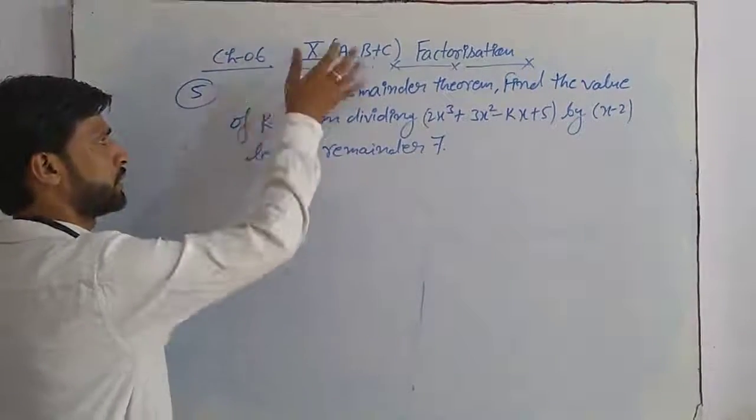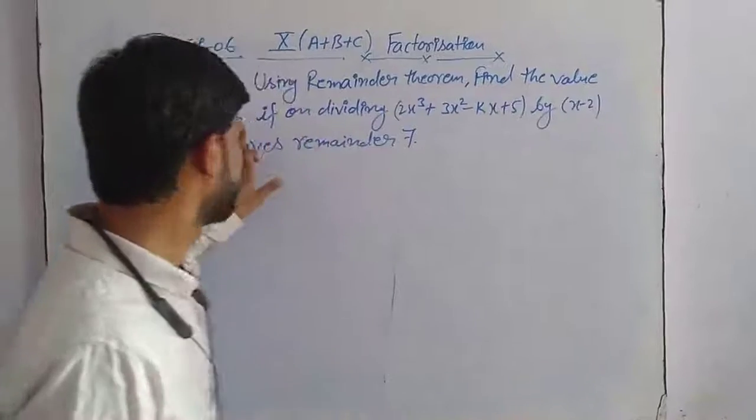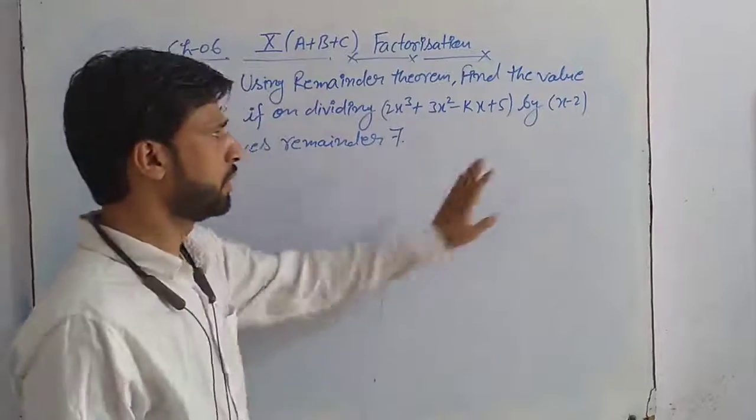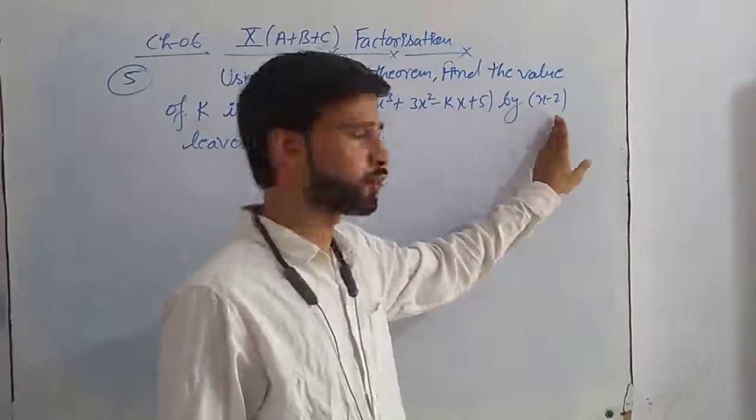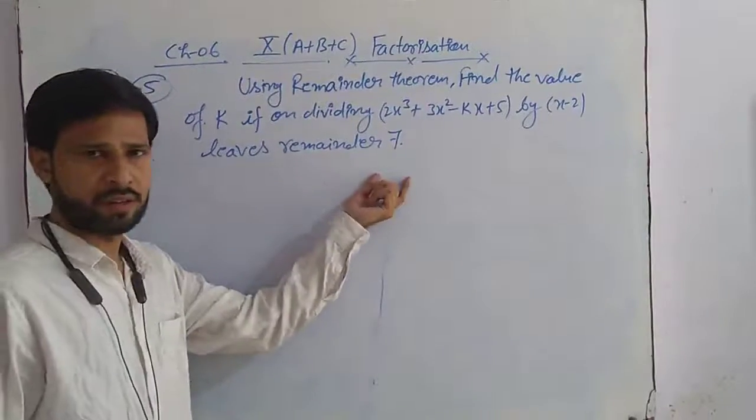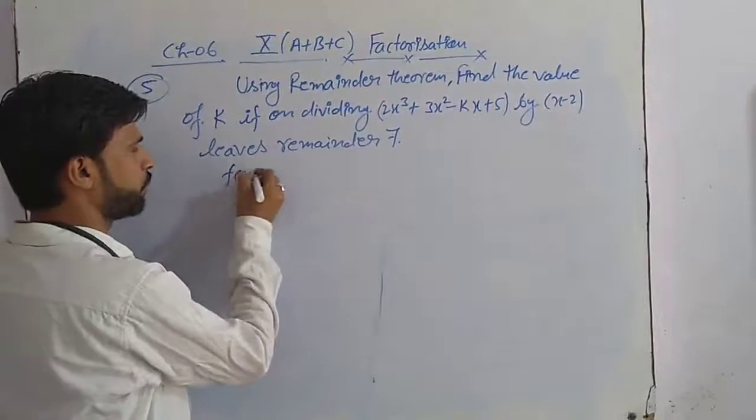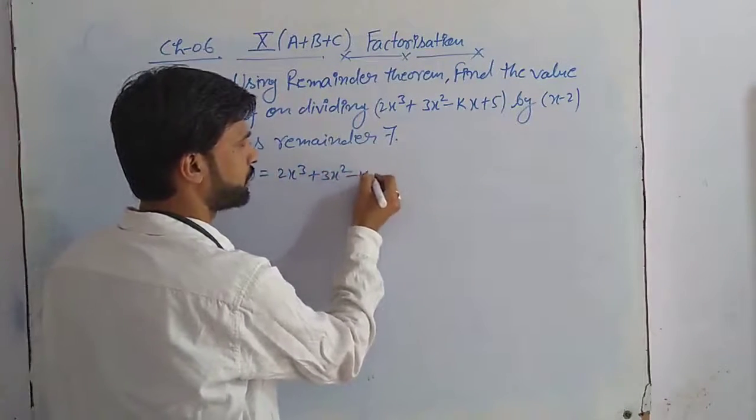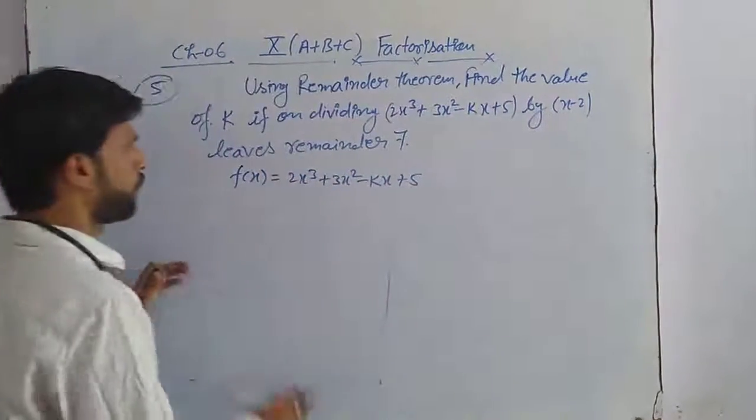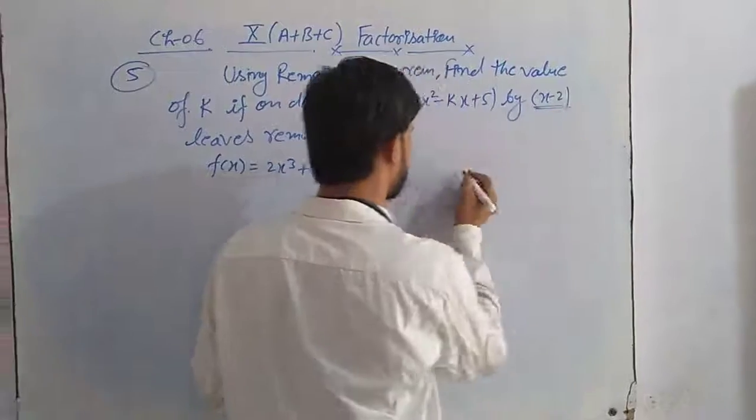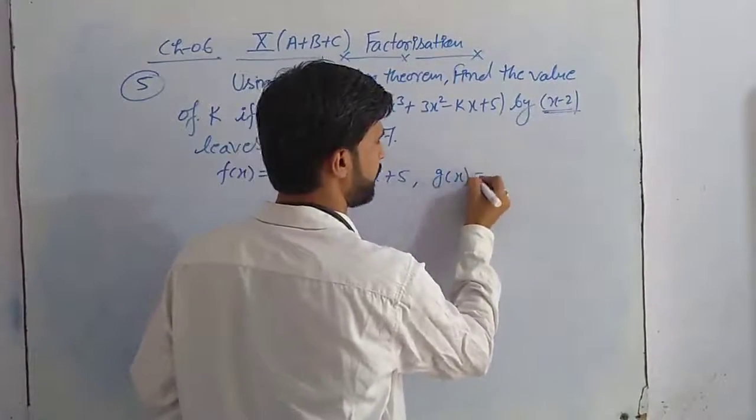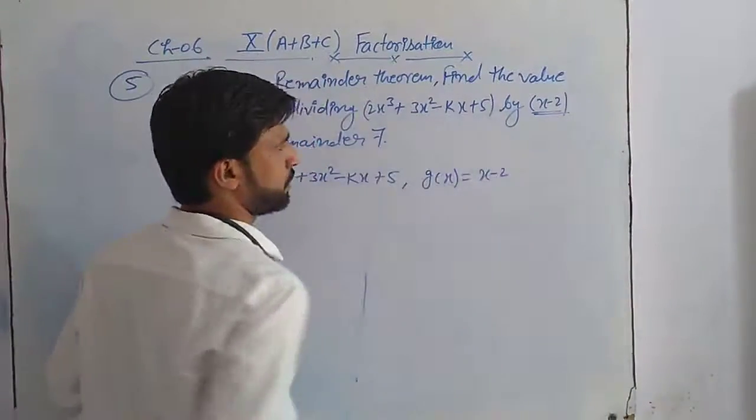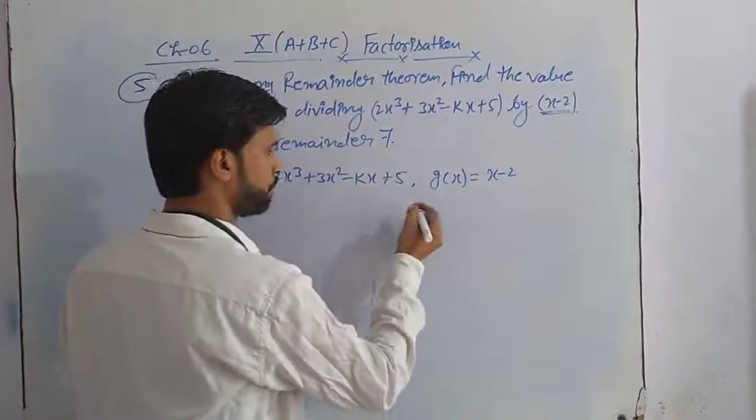Now question number 5 of this exercise: using remainder theorem, find the value of k if on dividing the given function 2x cube plus 3x square minus kx plus 5 by another function x minus 2 it leaves a remainder 7. Now firstly we have to write f(x) equals the given function 2x cube plus 3x square minus kx plus 5, on dividing by the function x minus 2.